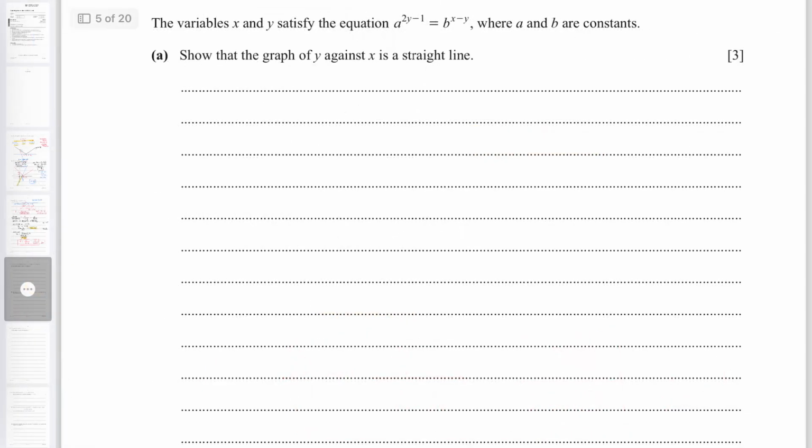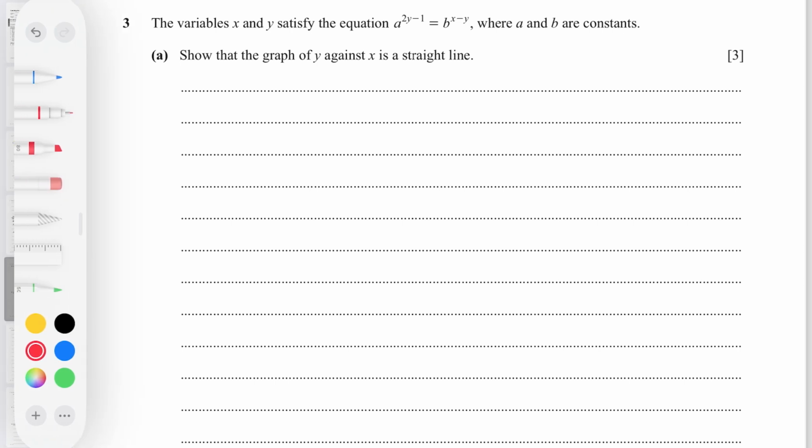The variables x and y satisfy this equation. Show that the graph of y against x is a straight line. That means on the y-axis we have y, on the x-axis we have x. But this is a little weird. The only way to bring the power down is we apply ln.